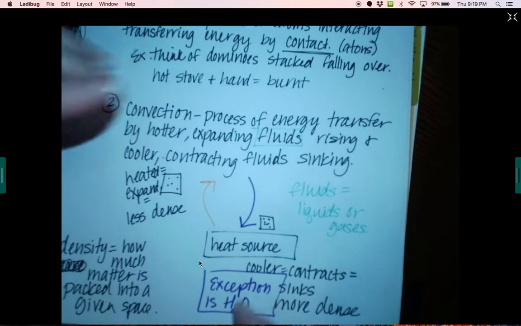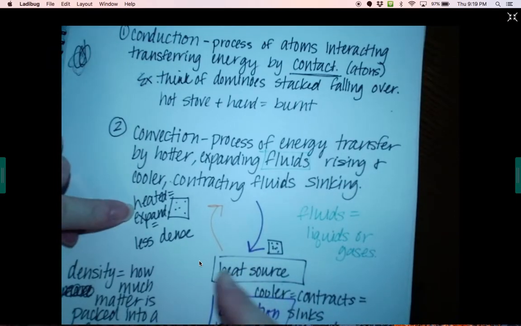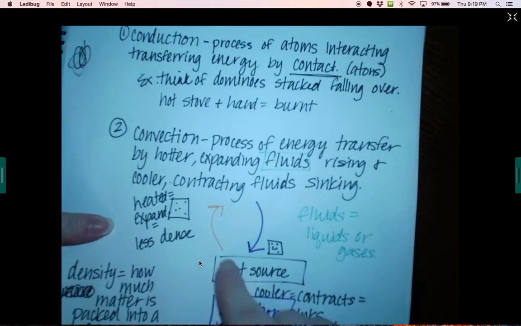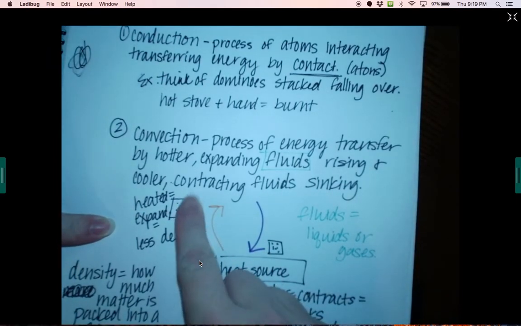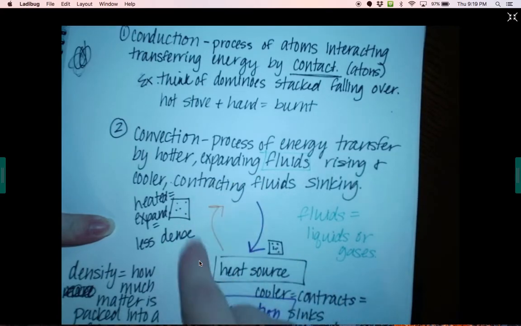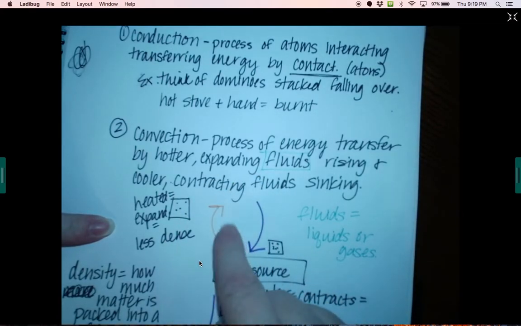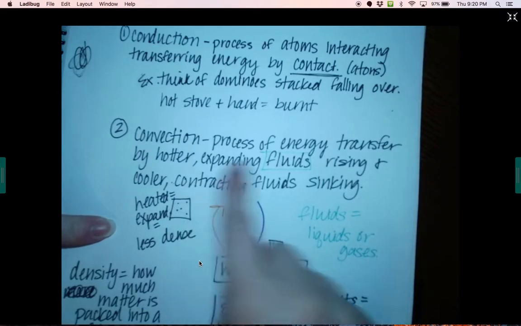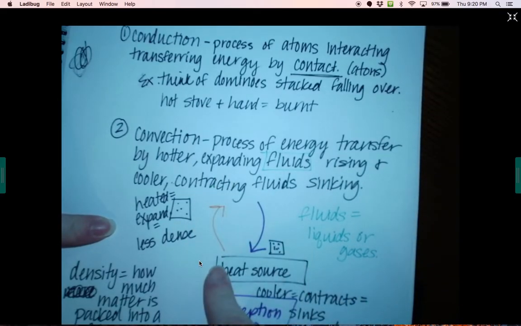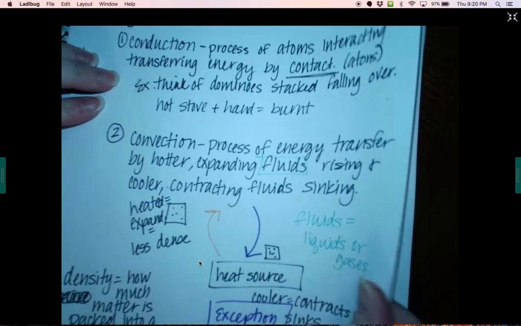But anyway, so back to convection. Convection currents happen with heating and cooling in this circular fashion. No matter the size of the space, this is going to be happening.